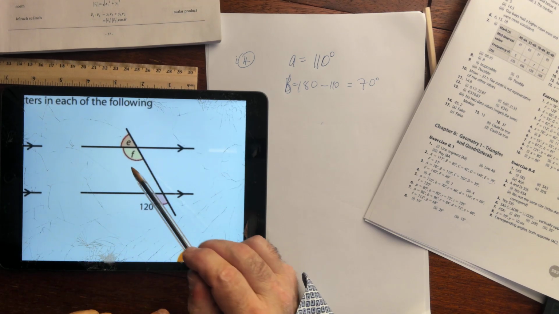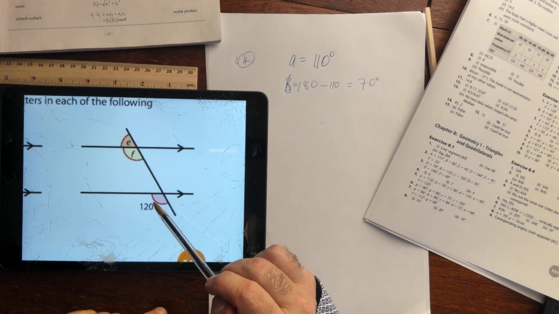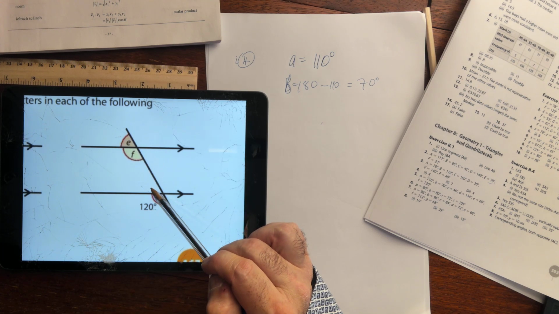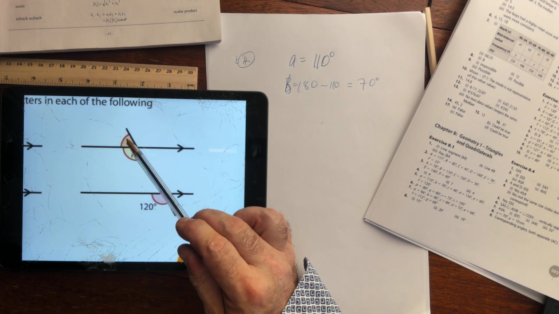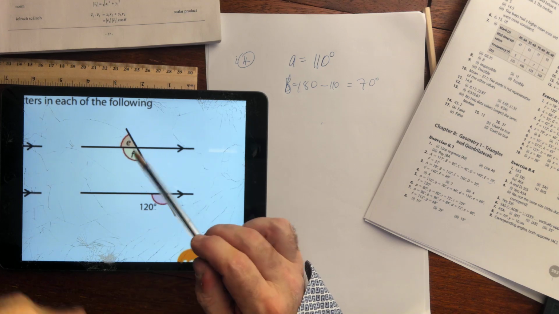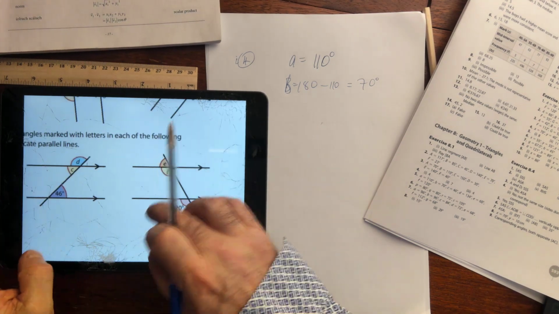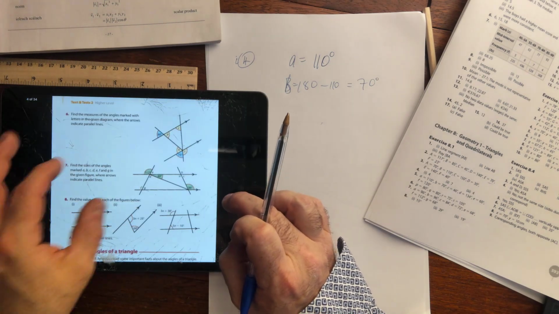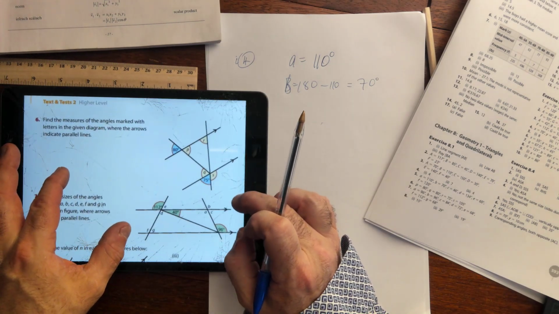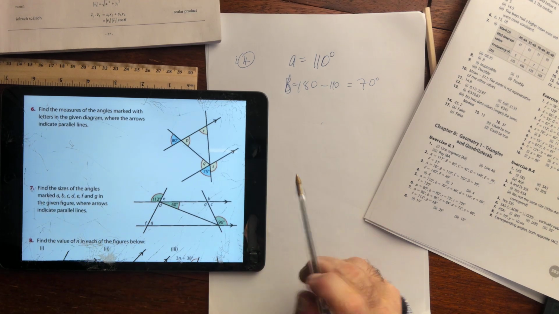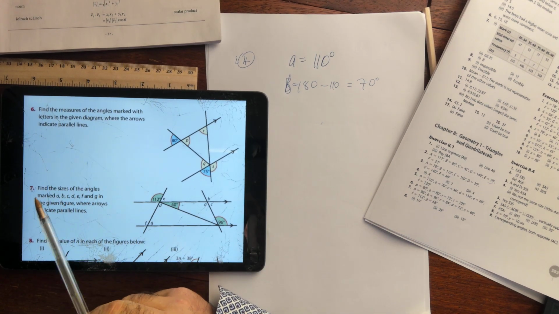There's a 120 here, so F is 120 because they correspond, and E is 60 because they're angles about a straight line, or supplementary. I'll favor saying angles about a straight line because that's the vocabulary you're going to get in your textbook, and I don't want to confuse you. Okay, so question 6, find the measure of the angle marked with the letters.